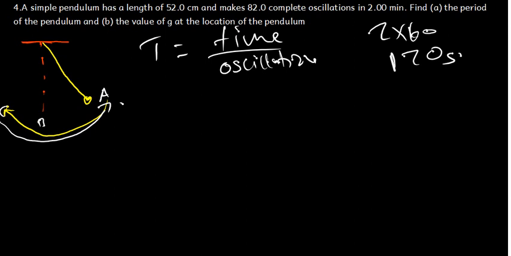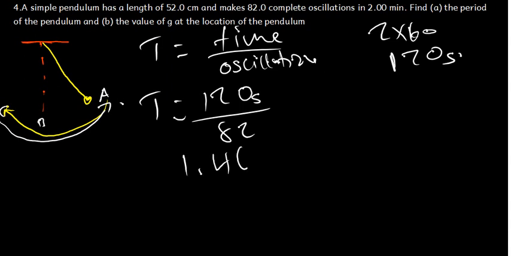Okay, so the period is going to be equal to the time. The time which has been given is 2 minutes, so it's 120 seconds. So 120 seconds, everything divided by the number of cycles, which is 82. Okay, so we have 120 divided by 82. So I'm getting 1.463 seconds. So that is our period.